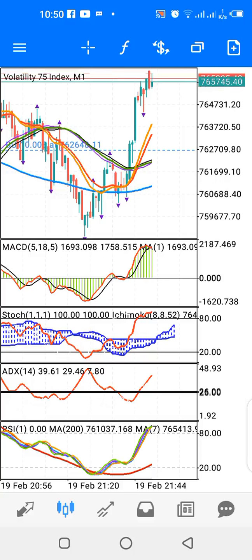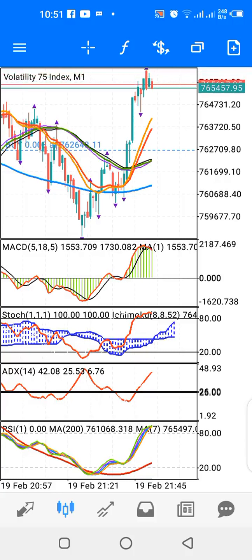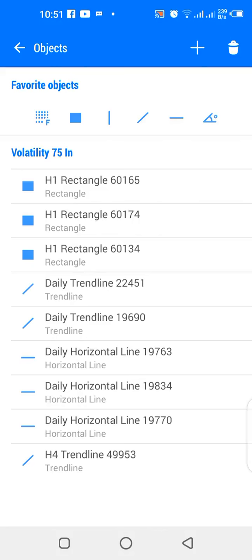Alright, today we'll be looking at a strategy you can use to trade Volatility 75 index. I have V75 on 1 minute time frame on my chart, and I have 5 windows. Now the first window is the main window. This is my main window.